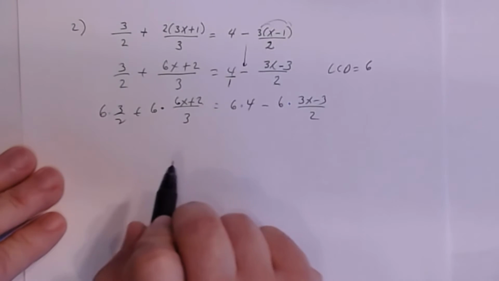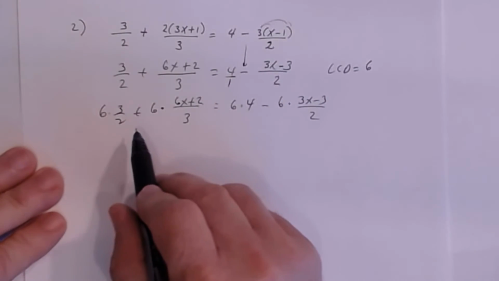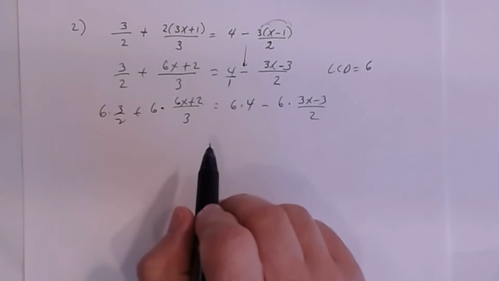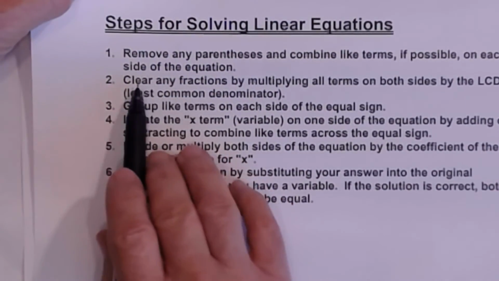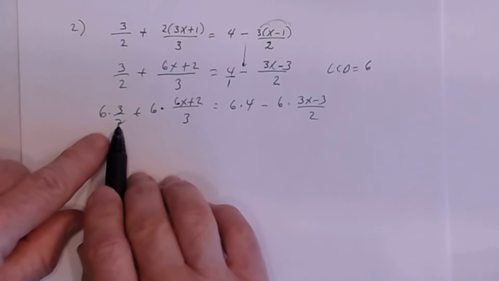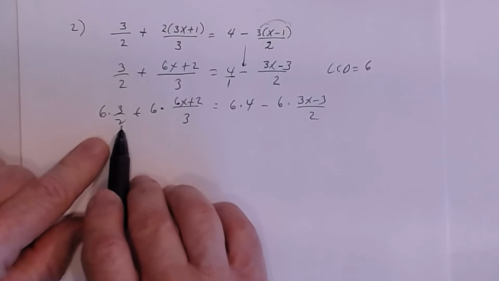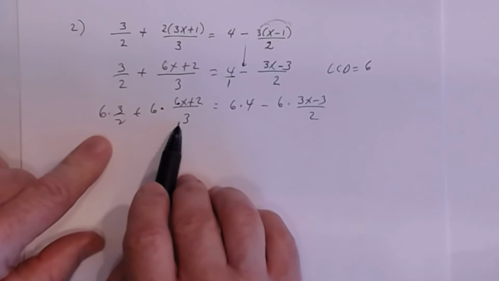Now, the whole purpose of multiplying an equation by the least common denominator is to clear your denominators, to clear the fractions, meaning that at this point, this denominator better be a factor of 1. This denominator better be a factor of 1.